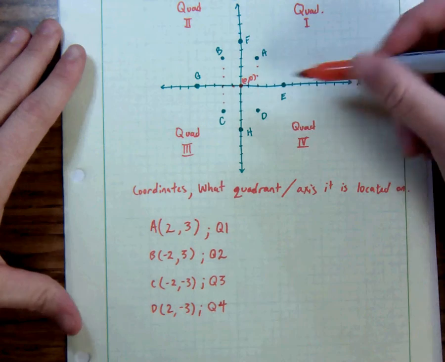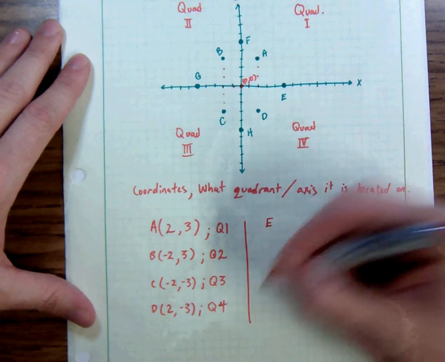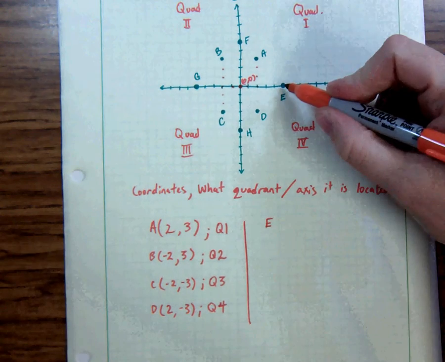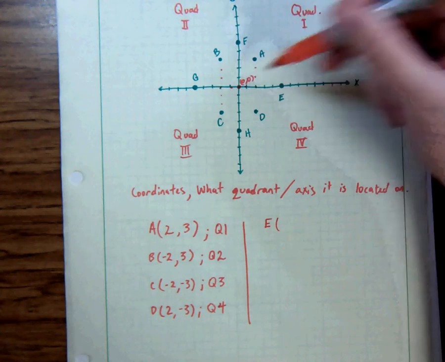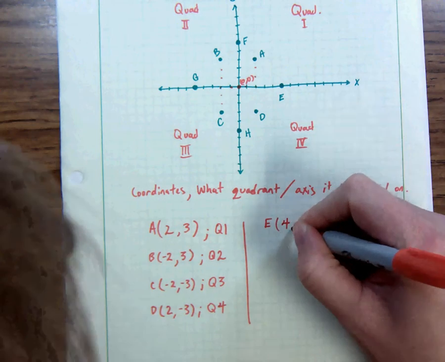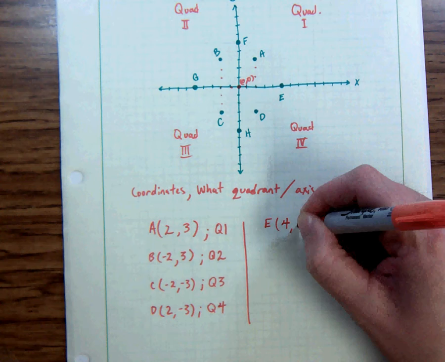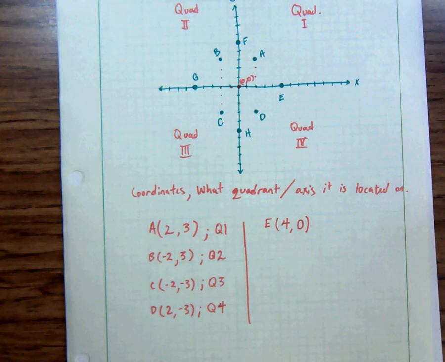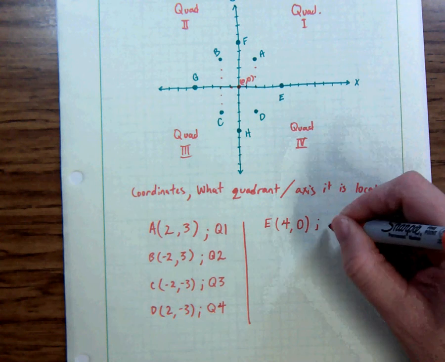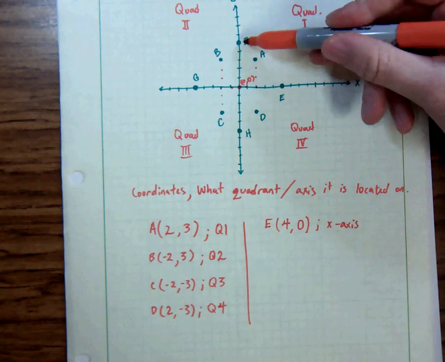Next, let's keep going. Let's find E. E is right here. Now, this is a little tricky. Well, it can be. Remember, this is 0, 0, so we start counting. It goes 1, 2, 3, 4 on the x-axis, but it doesn't go anywhere on the y-axis. So it actually stays at 4, 0, because it is not positive nor negative, and is located on the x-axis.